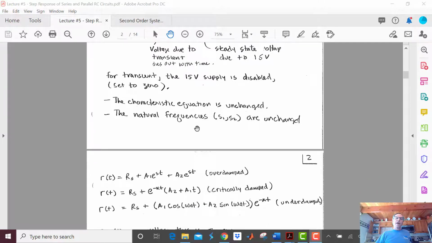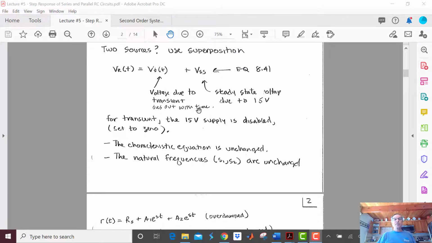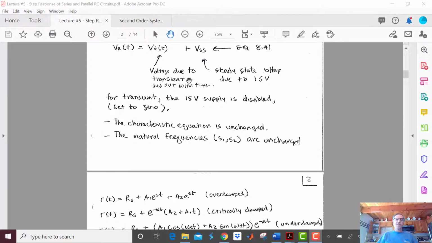So let's take a look at what our equations are going to turn into. For the overdamped case, I'm going to have R of t, and remember I like to use R because it's the response, R of t is equal to R sub s, which is the response due at steady state. R sub s comes from right here, plus the voltage due to the transient, which is going to be A1 e to the s1 t plus A2 e to the s2 t.